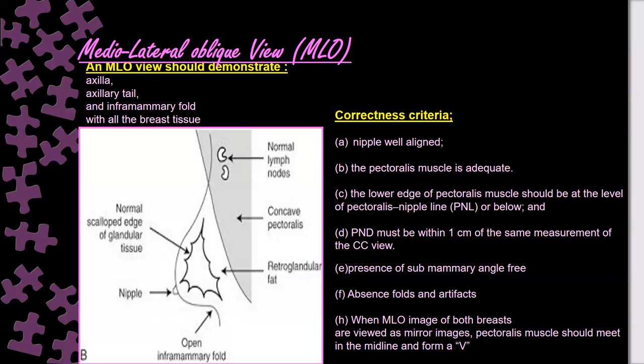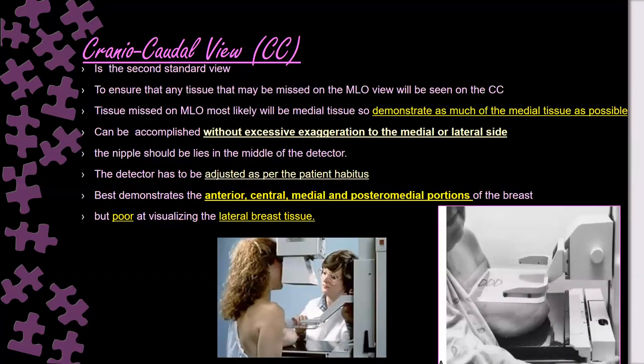These are the cornerstone criteria before going to the craniocaudal view. As you know, it is the second standard view. It ensures that the tissue missed on MLO is covered on the CC view. It demonstrates as much of the medial tissue as possible, because medial tissue is not usually completely covered on the MLO view. And it's accomplished with exaggeration to the medial or lateral side, and the nipple should be centered and in the middle of the detector, okay?